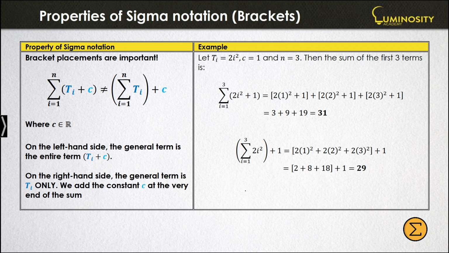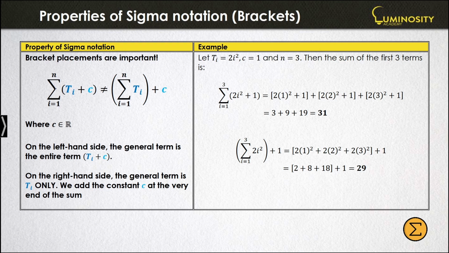In this lesson, we're going to have a look at another property of sigma notation, specifically the placement of brackets. Your bracket placements are very important, not just in sigma notation, but in any notation you write mathematically, because as we know, brackets form the first letter of the famous acronym BODMAS. So where there are brackets, that is generally the operation that we perform first over every other operation in an expression.